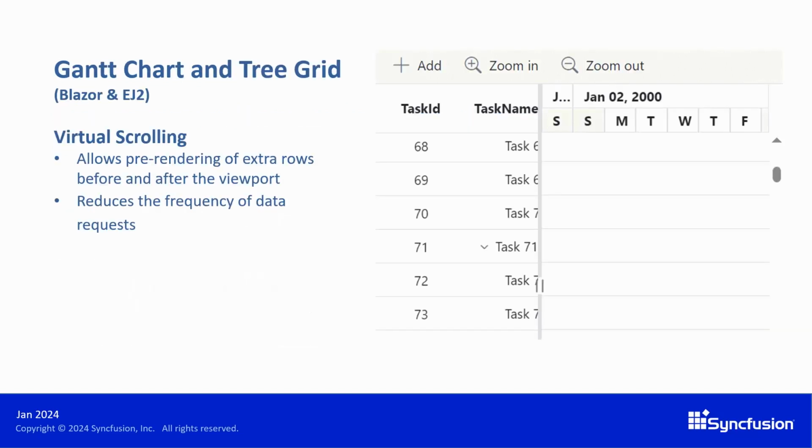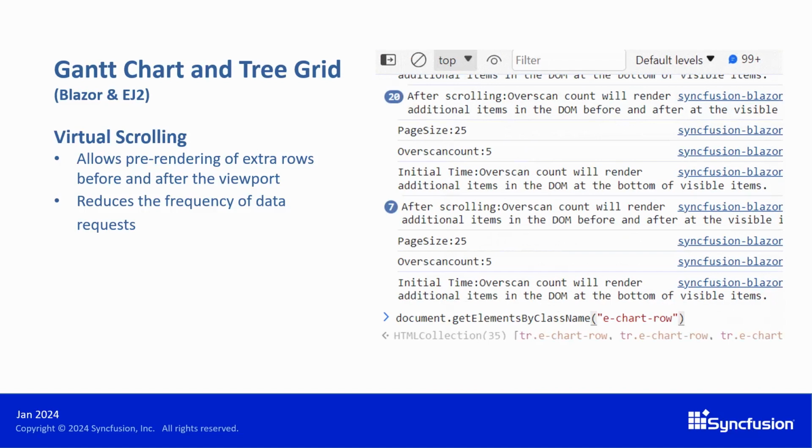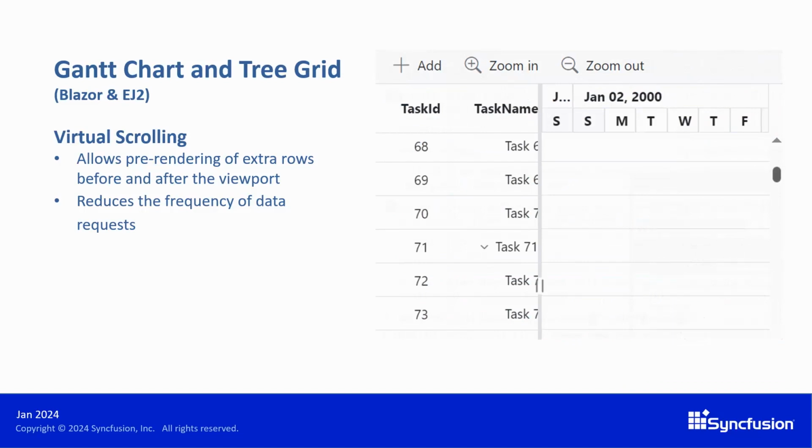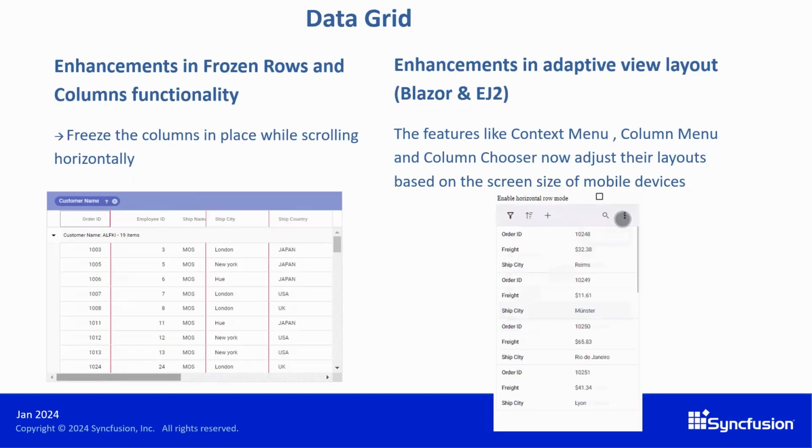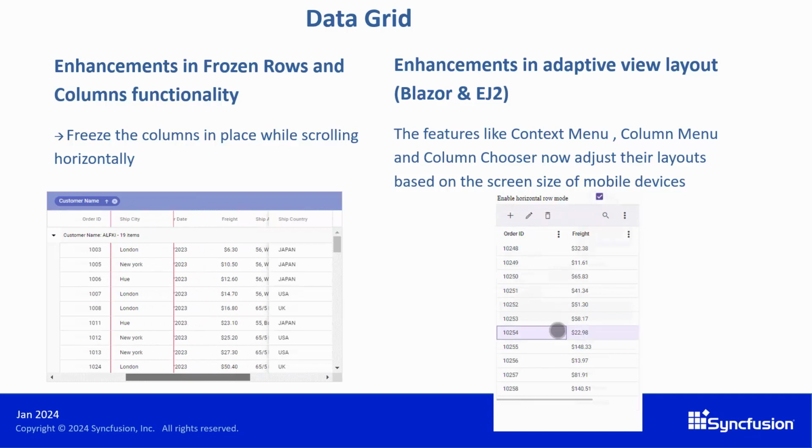Moving on to the Gantt chart, we have provided support for virtual scrolling with overscan count. This feature allows the pre-rendering of extra rows before and after the viewport. This will reduce the frequency of data fetch requests while scrolling vertically. Next, I will show you the updates in the data grid.